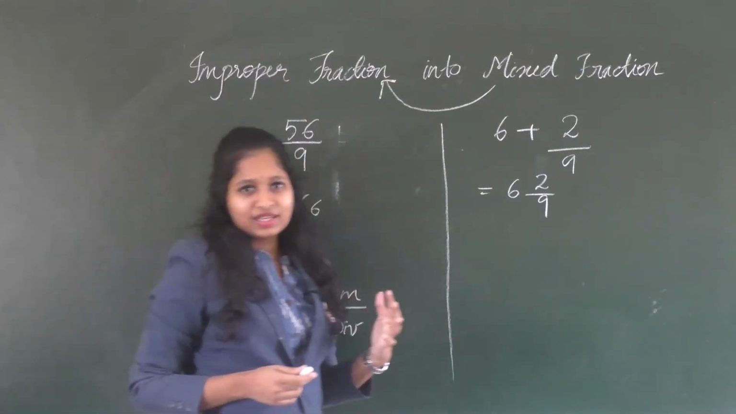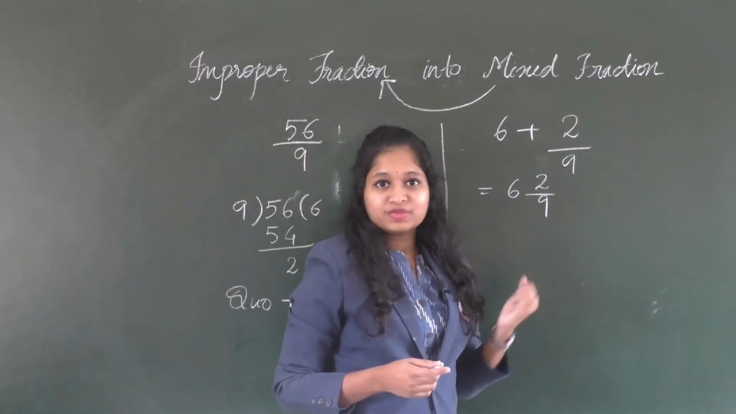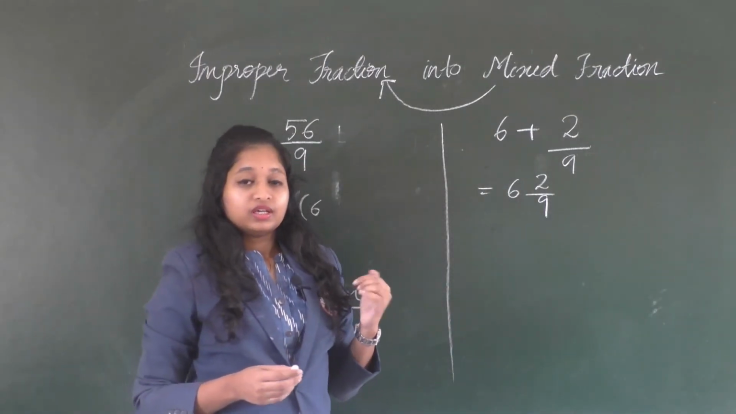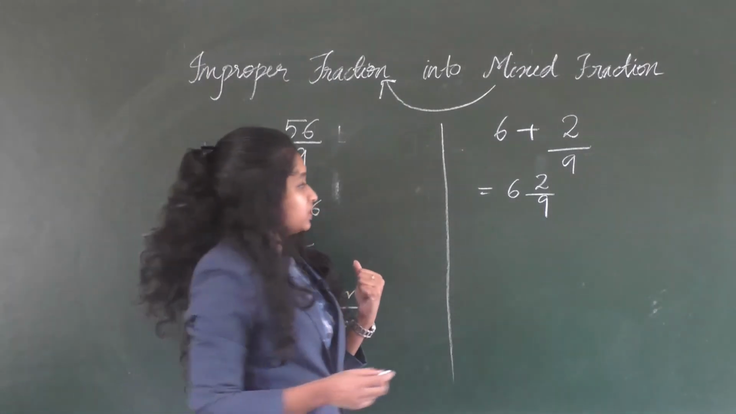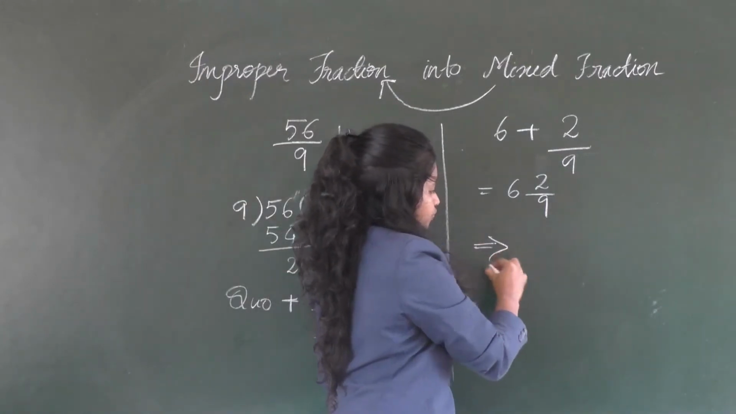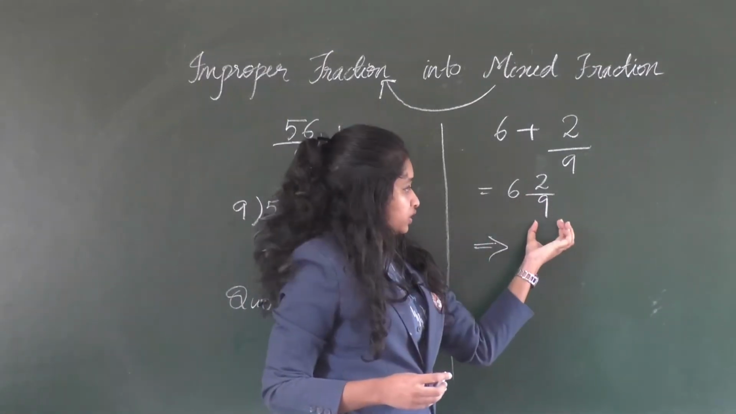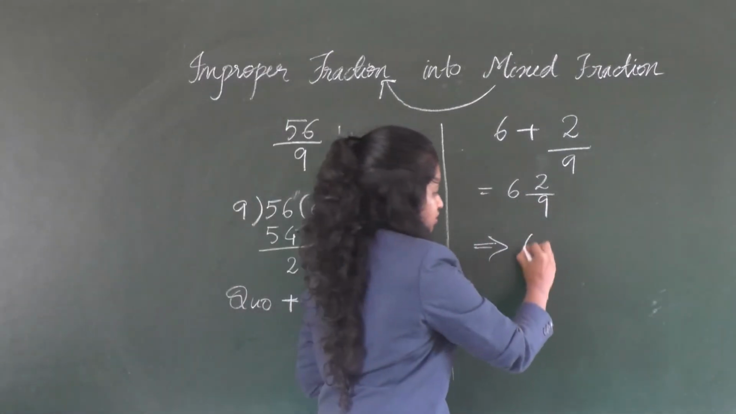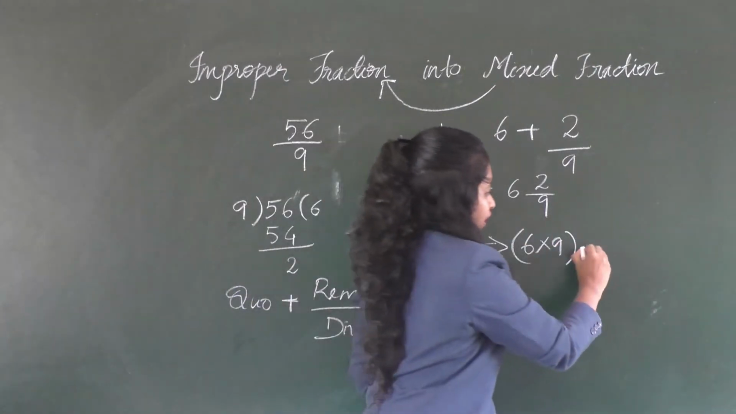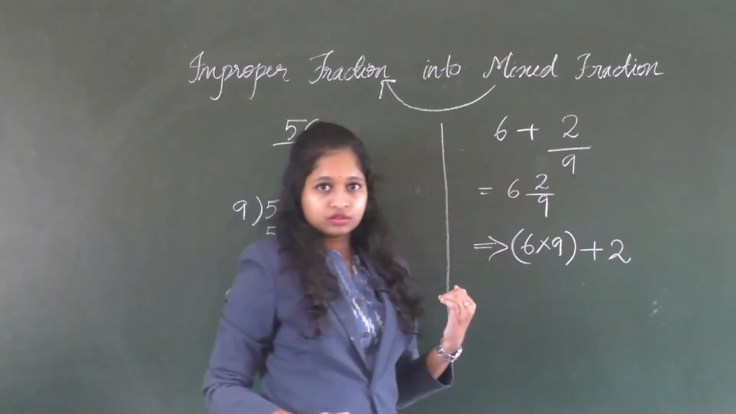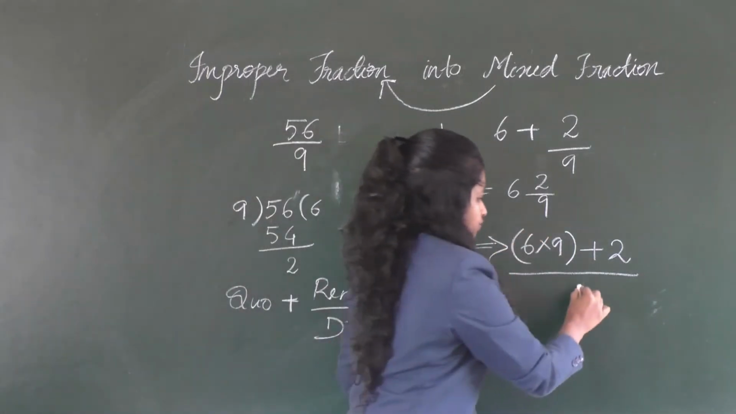Okay. Let's take the same example. So 6 2 by 9 is a mixed fraction, isn't it? How to convert it to an improper fraction? Yes, we have to multiply the whole part with the denominator first, that is 6 into 9. Next, add the numerator to it and divide completely by the denominator.